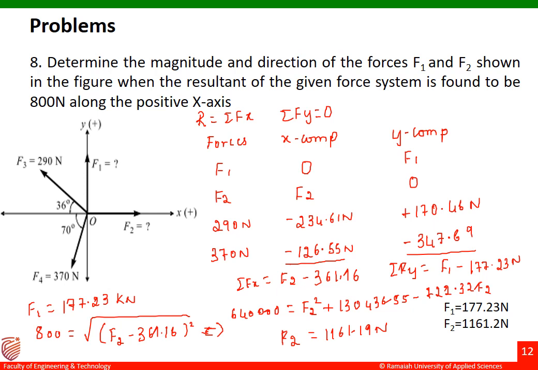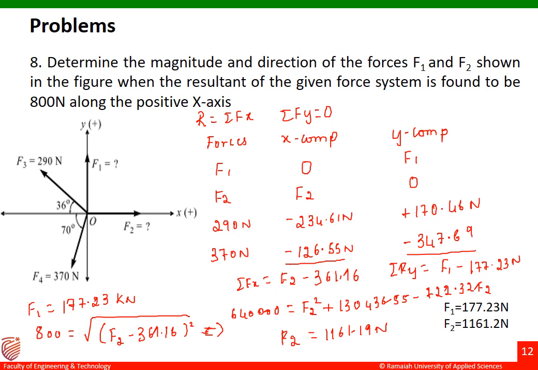Here, while reading the question, you have to be very careful. The hint for each and every solution is given in the question itself. In the given question, what is given is: determine the magnitude and direction of forces F1 and F2, in which the resultant of the given force system is found to be 800. R is given as 800, but where is it acting? It is acting exactly along the x-axis. If R is acting along the x-axis, R is equal to summation Fx and summation Fy is equal to 0. These conditions we discussed earlier.